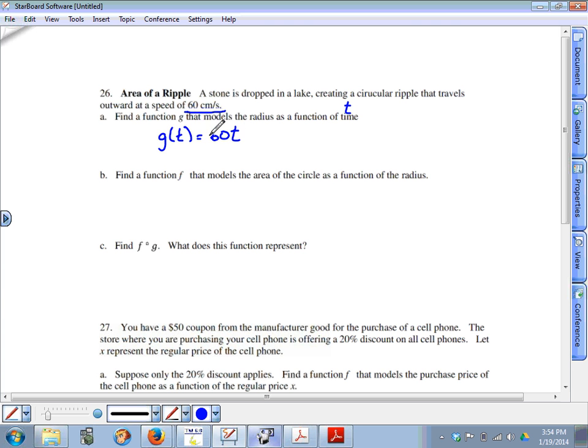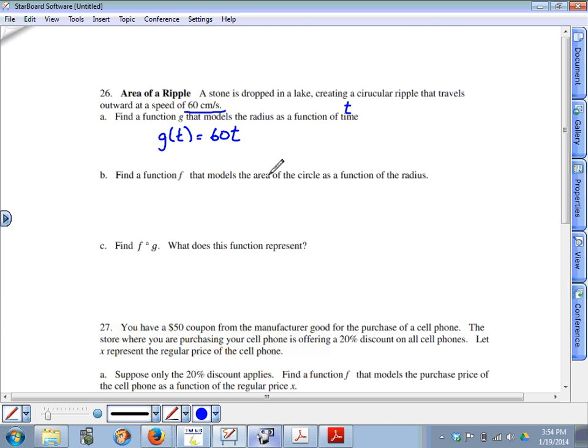And let's see if that fits the data. When time is 0, 0 times 60 is 0. So when time is 1, 60 times 1 is 60. So after 1 second, it's expanded 60 centimeters, and so on and so forth.